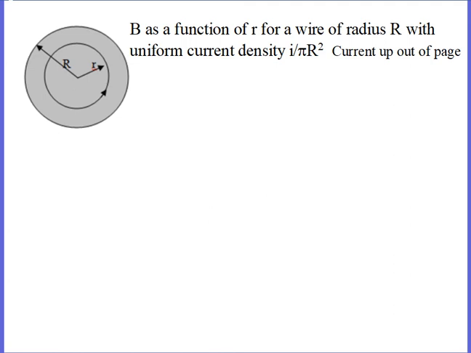Well, let's do it. Here you have a cross-section of a wire which has a uniform current density of I divided by the area, and that current is coming up towards us out of the page. And I want to figure out what B is. That's what Ampere's law is all about: finding out what the magnetic field is at a distance r.